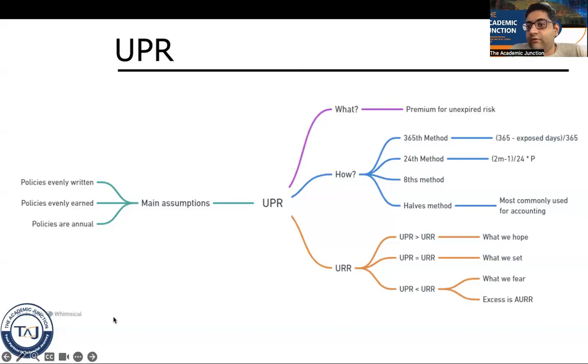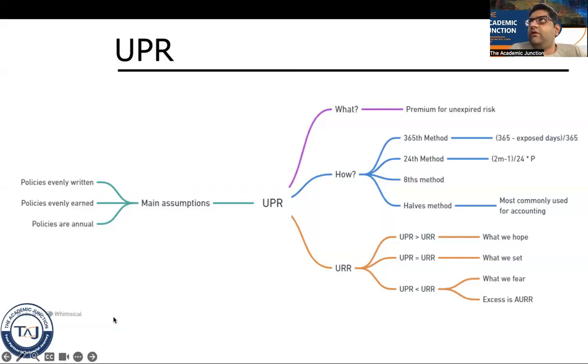The half method is mostly used in accounting. So when we come to the accounting chapter, you almost always use the half method, because you are looking at annual policies and annual accounts. So you'll do the half, where you split this across 2 years. It's much easier that way.